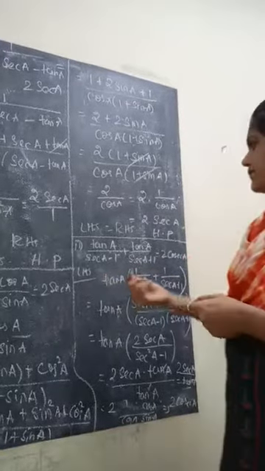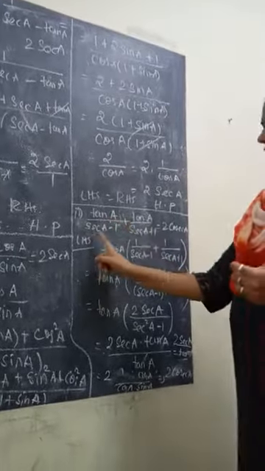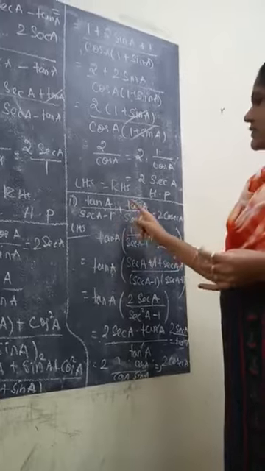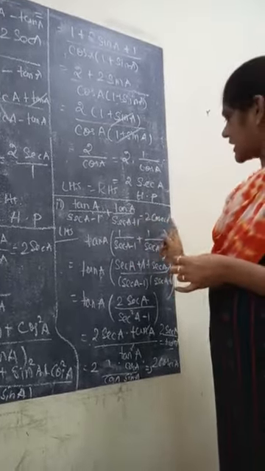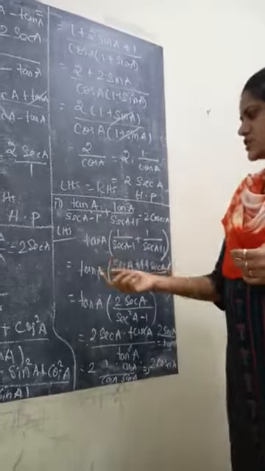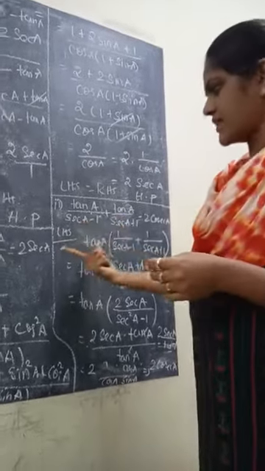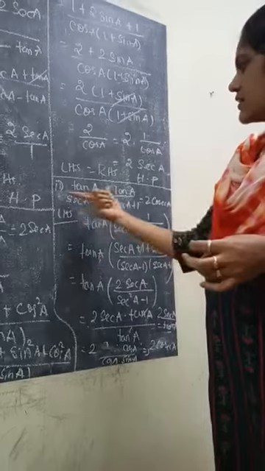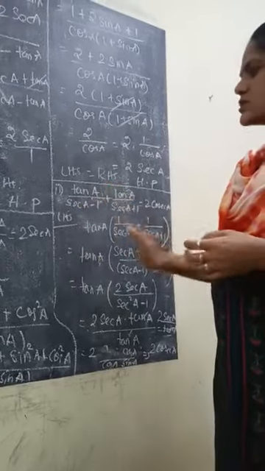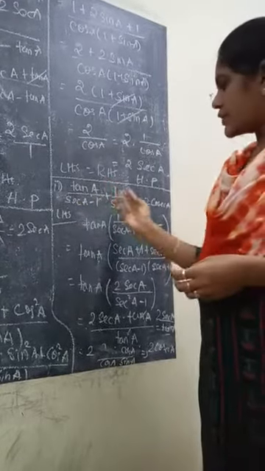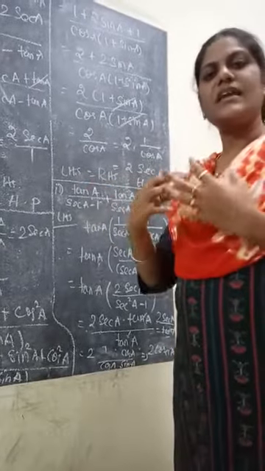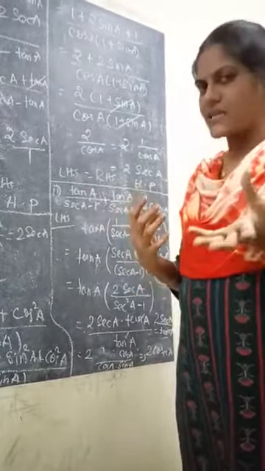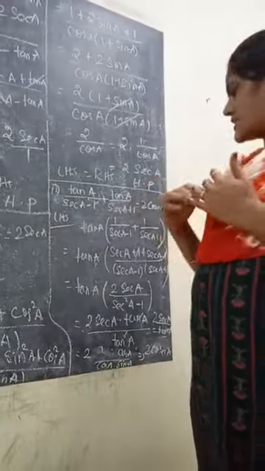17th, second sum: tan A divided by (secant A minus 1) plus tan A divided by (secant A plus 1) equal to 2 cosecant A. Okay, listen, children, left hand side. First I took the left hand side. In both, we have tan A, so I took tan A as common. You can keep it as it is, but it is a lengthy process. Better you take tan A as common, so it's easy to sort out.